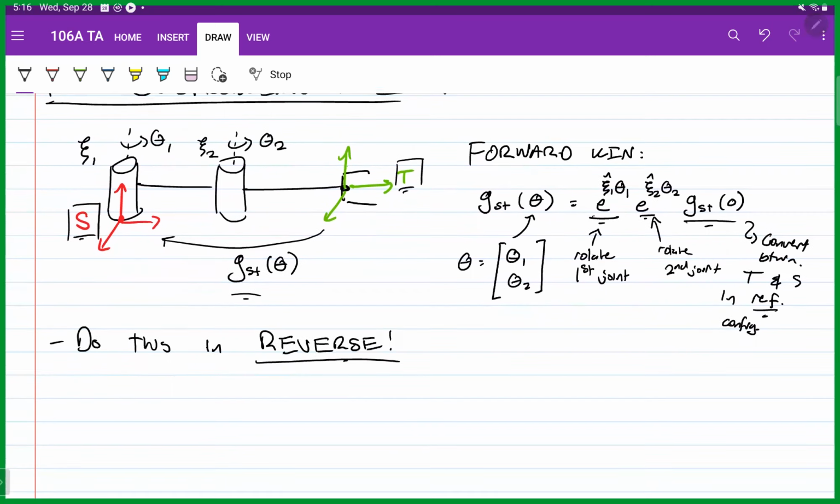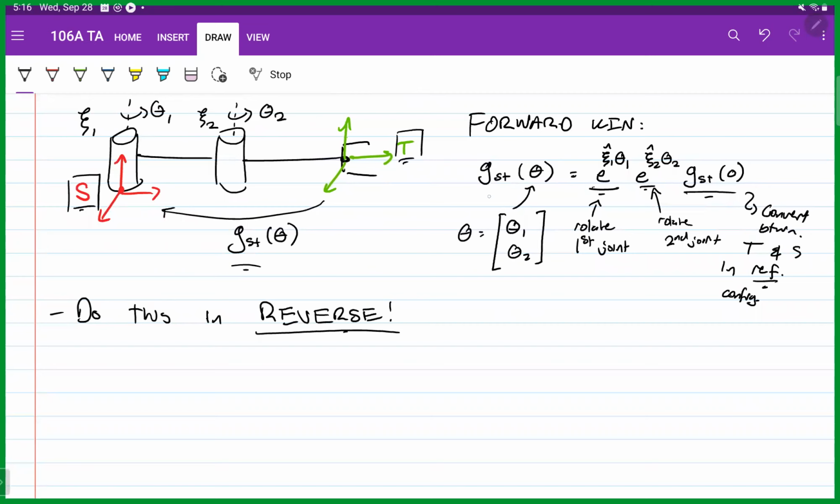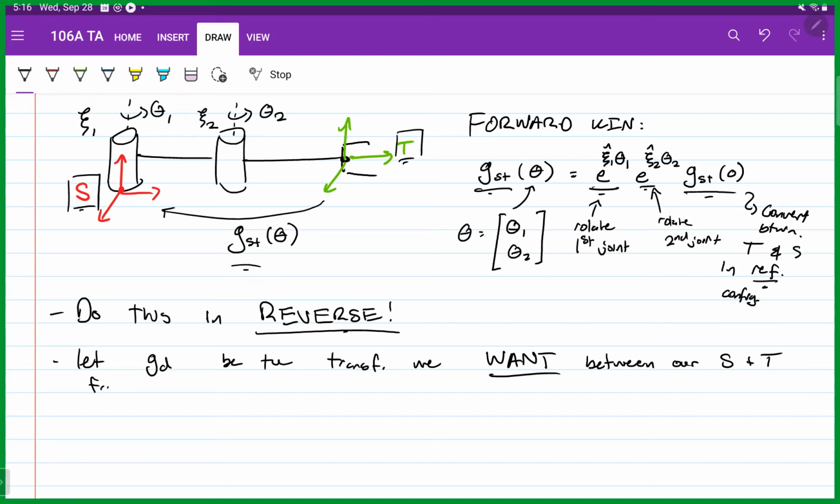All right. So what we're going to do is, instead of trying to figure out this gst of theta given these theta 1 and theta 2, we're going to try and figure out theta 1 and theta 2 given some gst of theta. Okay. So now what we're saying is we're going to specify some desired transformation matrix between our spatial and tool frames. Okay. So let gd be the transformation we want between our frames, between our S and T frames.